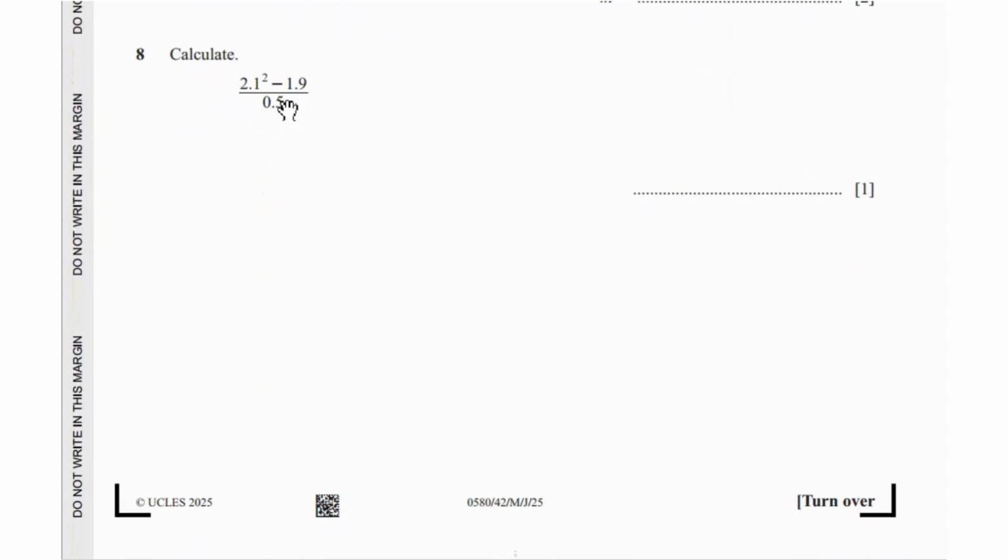Then just calculate 2.1 squared minus 1.9, divide by 0.5. So first we'll square 2.1 in the calculator. So 2.1 squared is 4.41. Then you do 4.41 minus 1.9 and then divide it by 0.5. So 4.41 minus 1.9 is 2.51. 2.51 divided by 0.5 is 5.02. That is your answer.